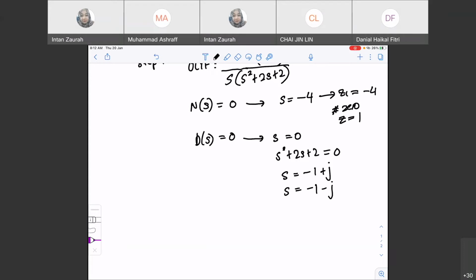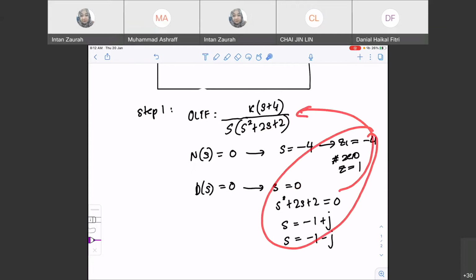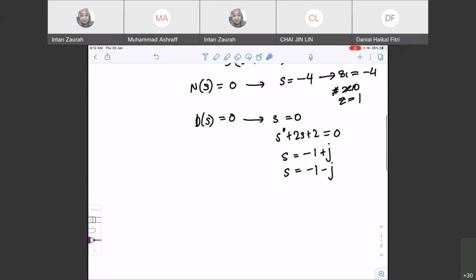Similarly, let's say the problem is not giving you the transfer function, but they give you your roots. If they give roots, these poles and zeros, then you can also convert poles and zeros into a transfer function. It's the same thing. Right, that's step number 1.